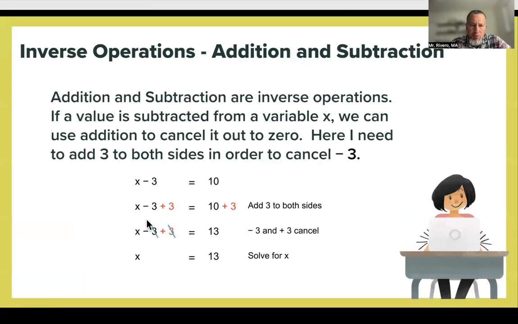And here's an example of an equation, x minus 3 equals 10. And here we do addition to both sides in order to cancel the negative 3. And that gives us a solution of x equals 13.